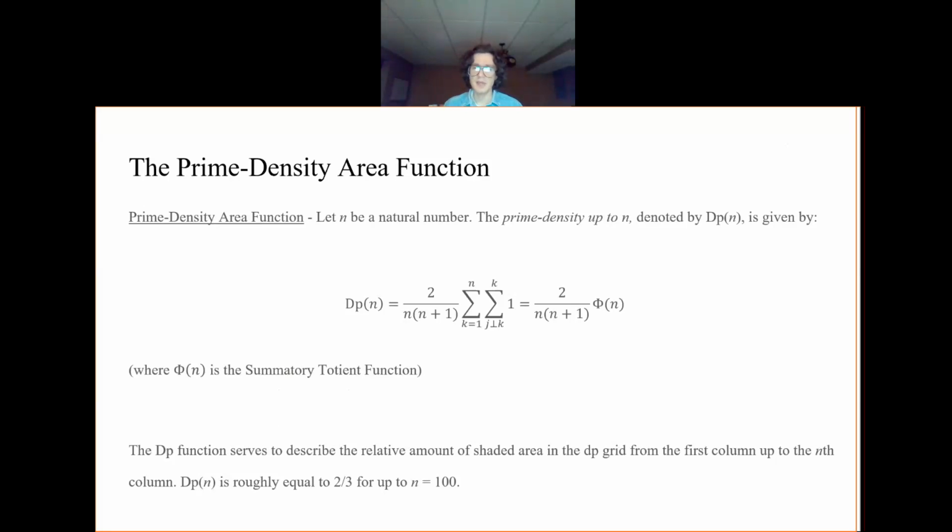And unlike dp and dp star that we saw previously, which vary with different n, big dp of n, the prime density area function, is roughly equal to about 2/3 for up to n equals 100. So it definitely tends toward a certain value. Now the limit of big dp of n as n approaches infinity is of interest, but beyond the scope of this research.